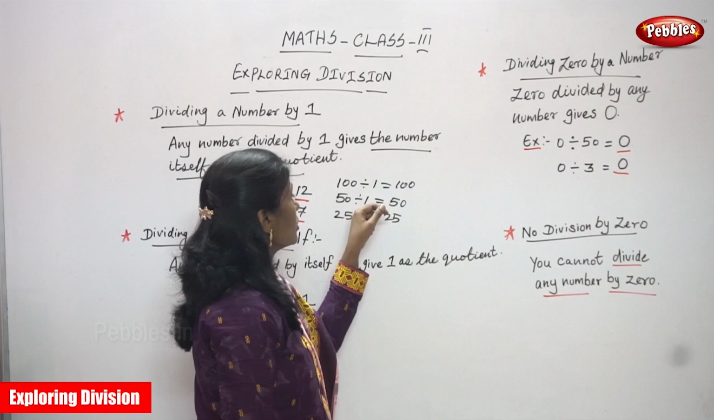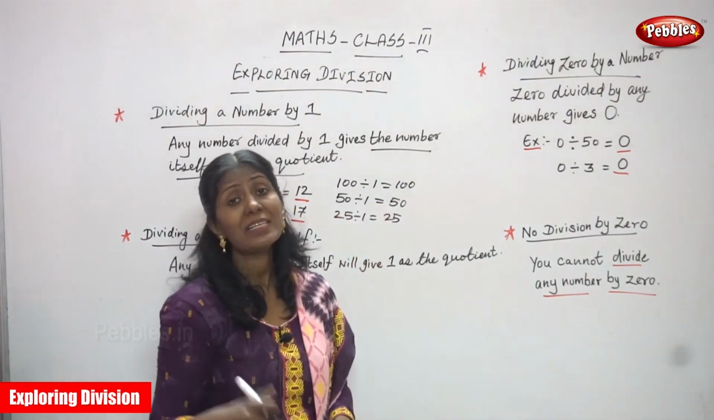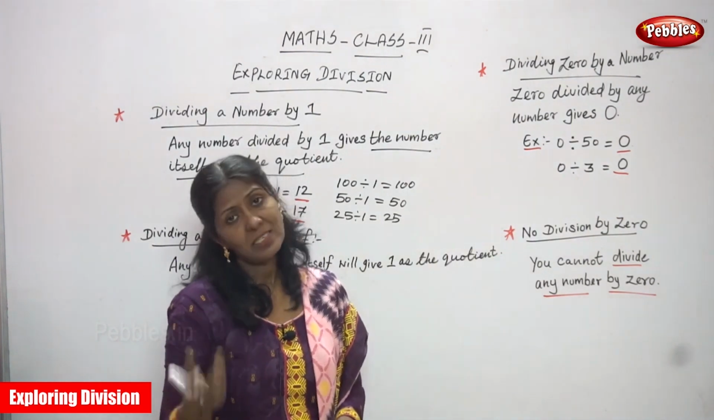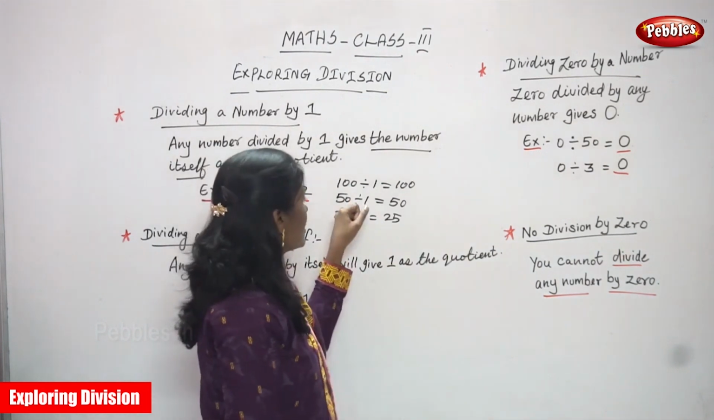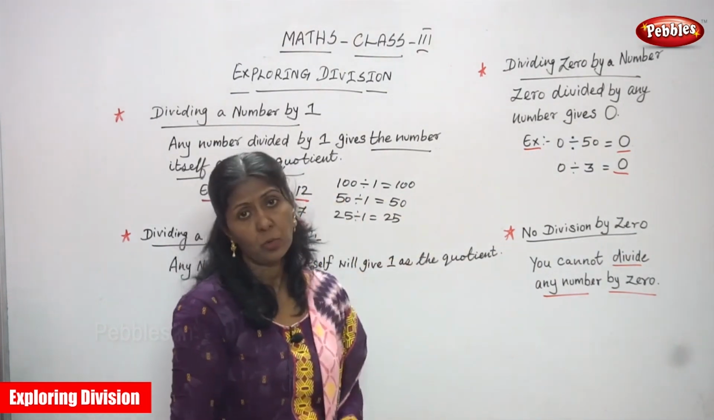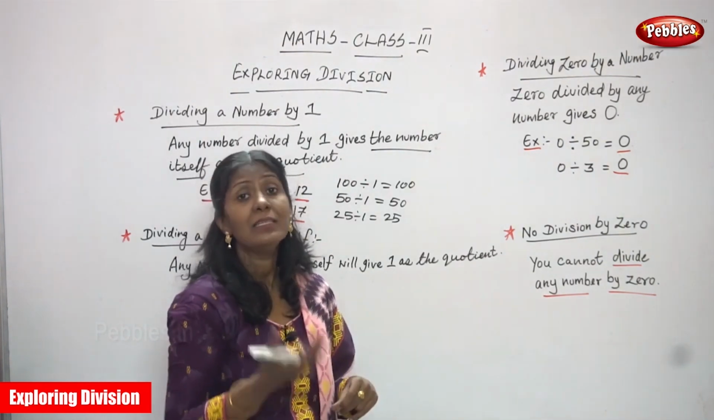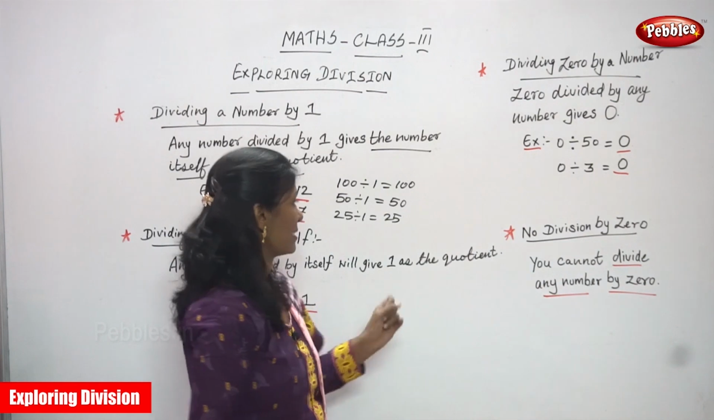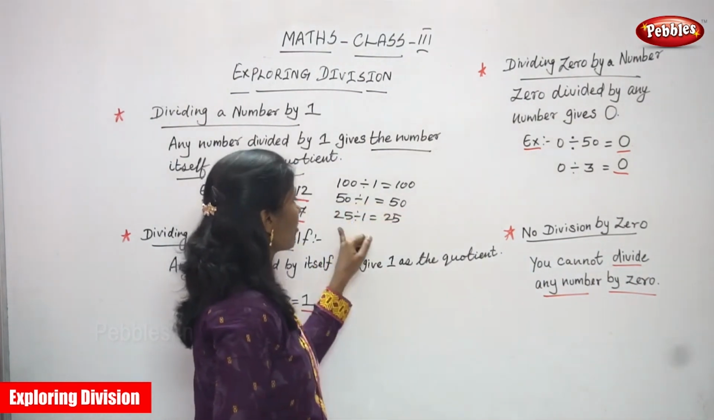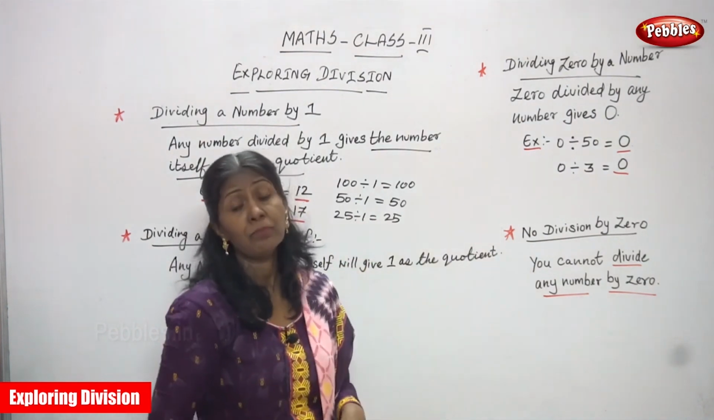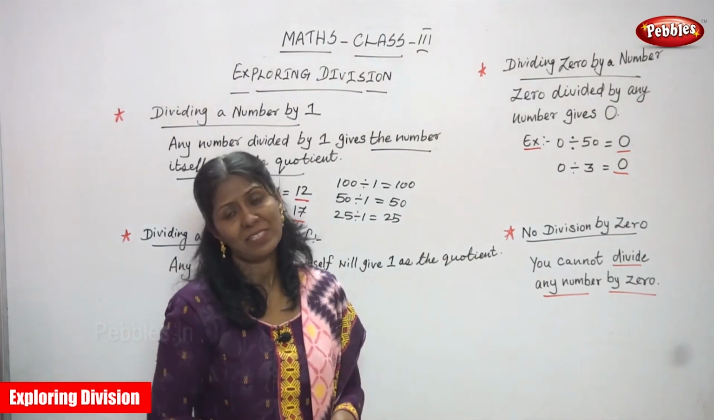And 50 divided by 1 gives 50, because you get the same number itself. Any number divided by 1 gives the number itself as a quotient. So the dividend becomes the quotient. Whatever dividend you take, that number will come as the quotient. That is the meaning of the sentence. 50 divided by 1 gives 50. 25 divided by 1 gives the same number.